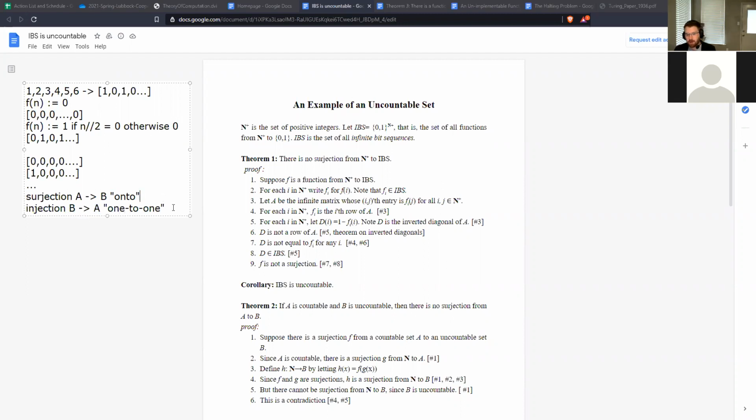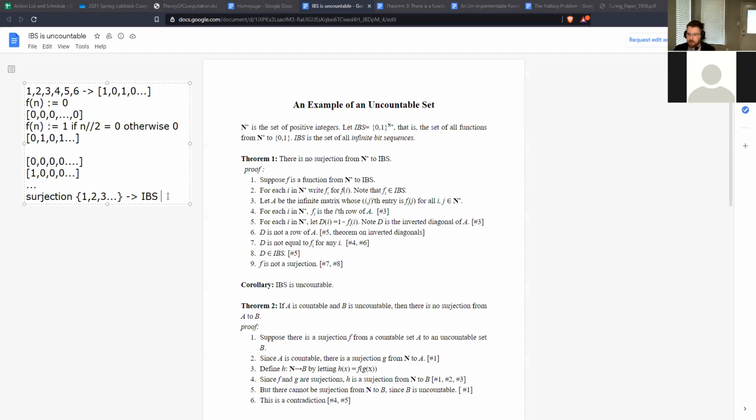Okay, so if I'm saying that there is no surjection from 1, 2, 3 to our set of all infinite bit sequences, that would mean that there is no way to map the positive integers to everything here. Well, that's the claim. Let's try to give a proof.